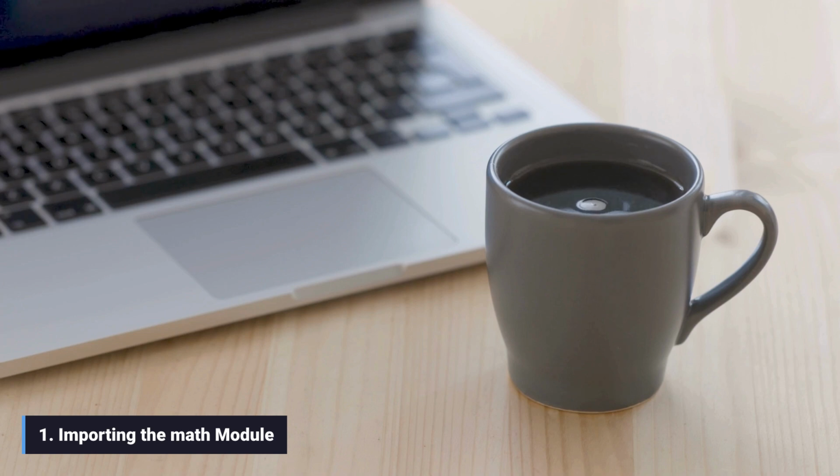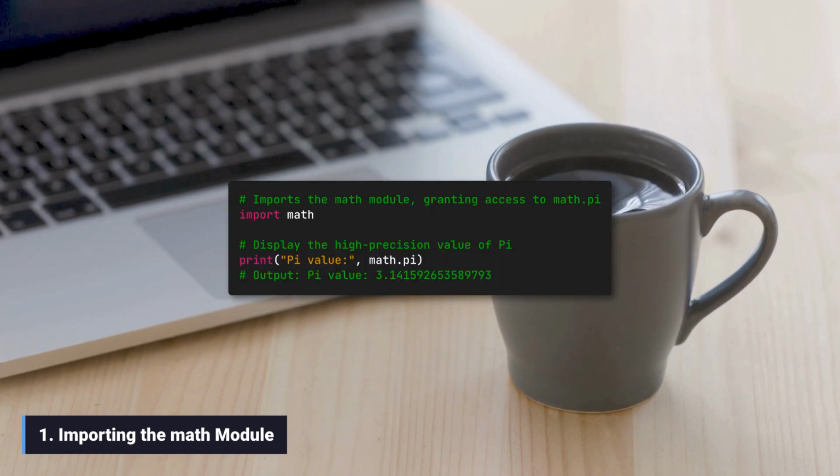1. Importing the math module. Before we can use the value of pi, we must import Python's built-in math module using the import keyword. Once imported, we can access the constant pi using the syntax math.pi.